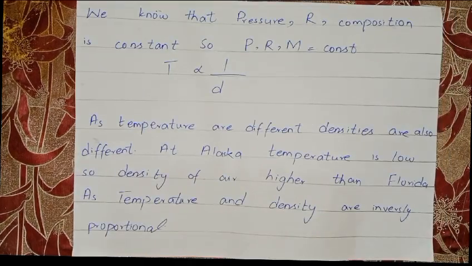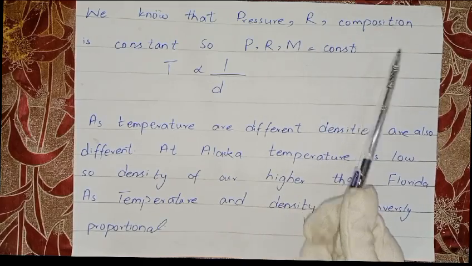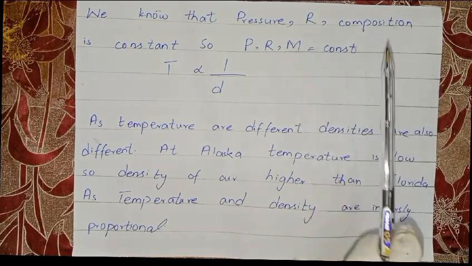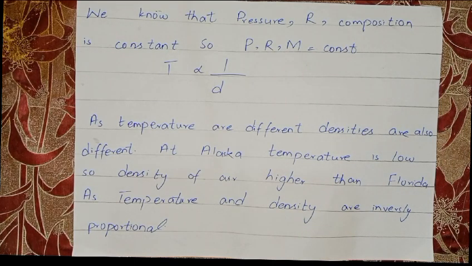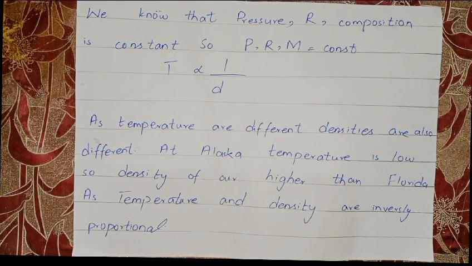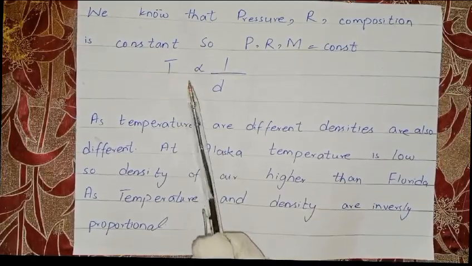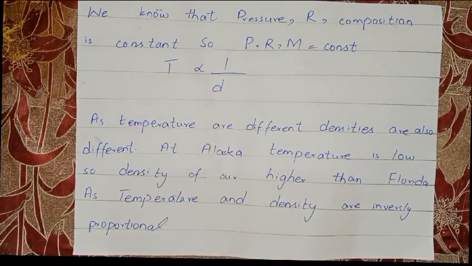We know that in this equation, they tell us pressure and composition of air is constant. When composition is constant, then the molar mass is constant. For example, air is made up of nitrogen, oxygen, and hydrogen. They have the same composition worldwide, so its molar mass is almost the same. And the pressure is constant in both areas, Florida and Alaska. And the universal gas constant is constant. It may be 0.0821 L atm per mol per K. So P, R, and molar mass are constant. So temperature is inversely proportional to the density.